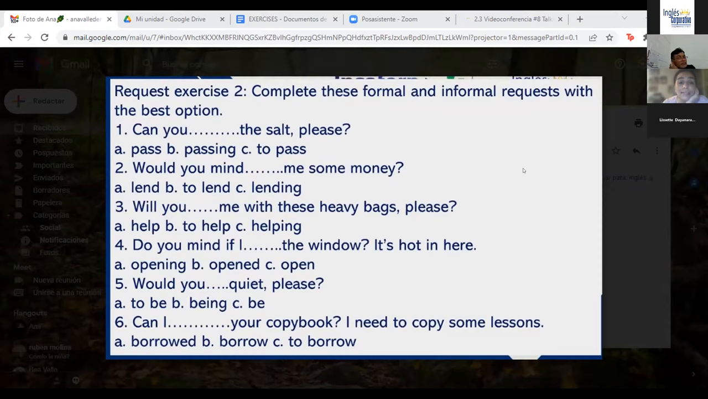Can you pass the salt, please? Would you mind lending me some money? Will you help me with this heavy bag, please? Do you mind if I open the window? It's hot in here. Would you be quiet, please? Can I borrow your copybook? I need to copy some lessons. Okay.